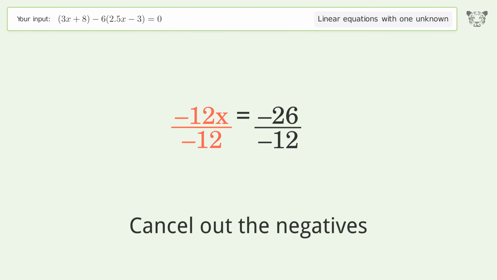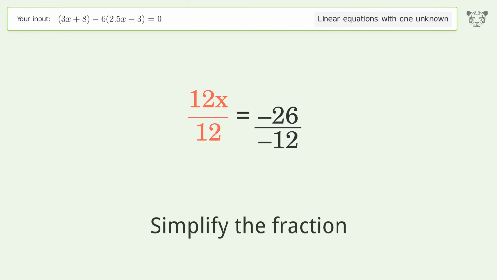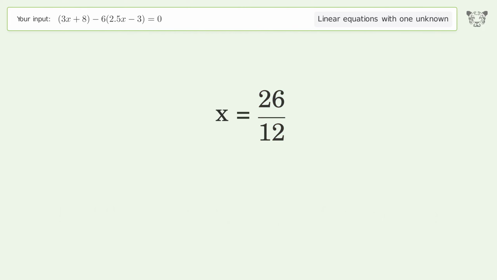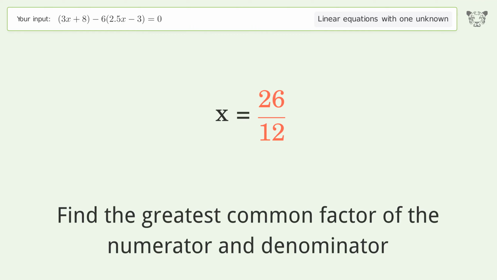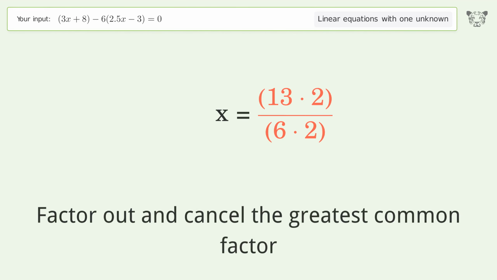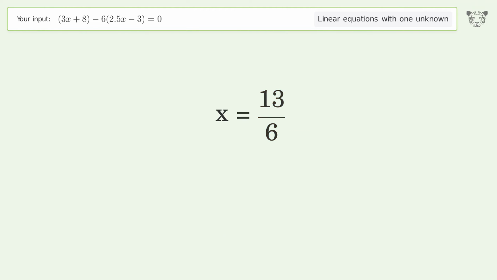Cancel out the negatives. Simplify the fraction. Cancel out the negatives. Find the greatest common factor of the numerator and denominator. Factor out and cancel the greatest common factor. And so the final result is x equals 13/6.